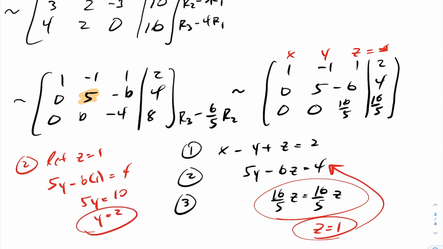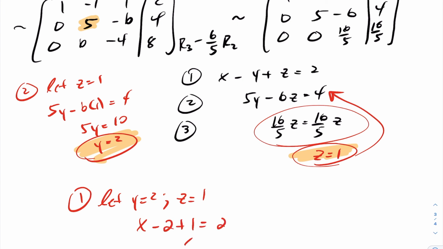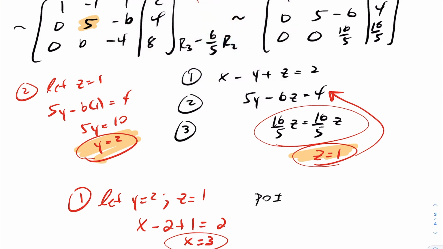And now that we have ourselves our z value and our y value, we can sub that in to equation 1. Subbing this into equation 1 will let y equal 2 and z equal 1. We end up getting x minus 2 plus 1 equals 2, in which case here we get x is equal to 3. So the point of intersection for this system is 3, 2, and 1.